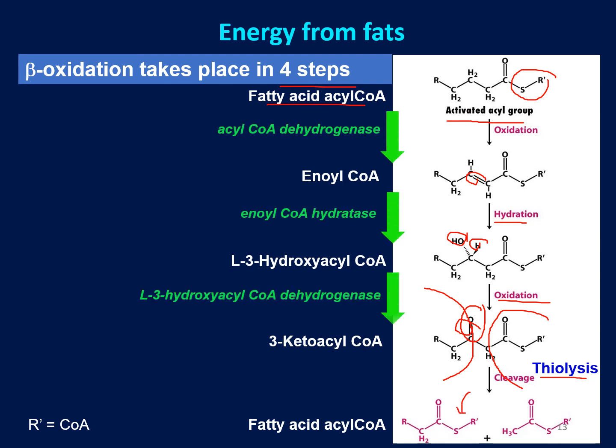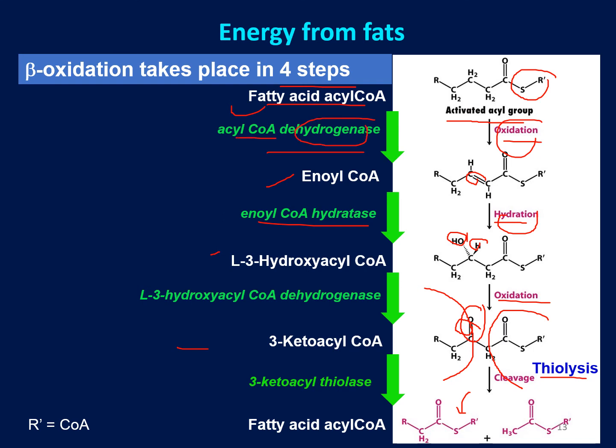You are not expected to remember all these substrate names and enzymes, but given the name of the substrate and the reaction type, you should be able to predict the names of the enzymes. For example, the first substrate is fatty acyl coenzyme A, and this process is oxidation. So logically, the name is acyl coenzyme A dehydrogenase because dehydrogenation is an oxidation event, and so on.